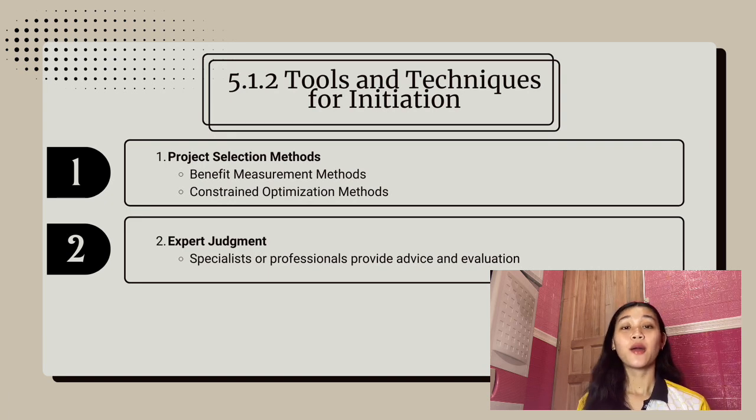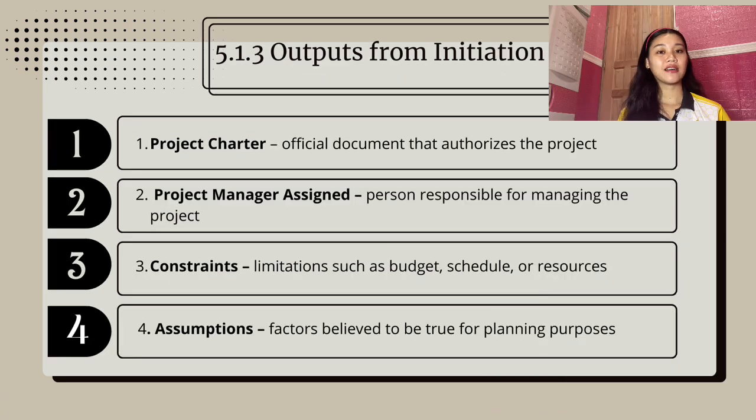In short, project selection methods give a systematic way to choose the best projects, and expert judgment ensures those choices are informed and reliable. After the initiation process is completed, several outputs are produced. First is the project charter, which formally authorizes the project and gives the project manager the authority to use organizational resources. Second, a project manager is assigned to lead and manage the project activities.